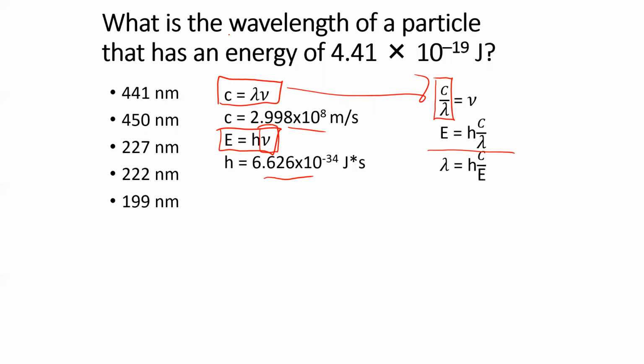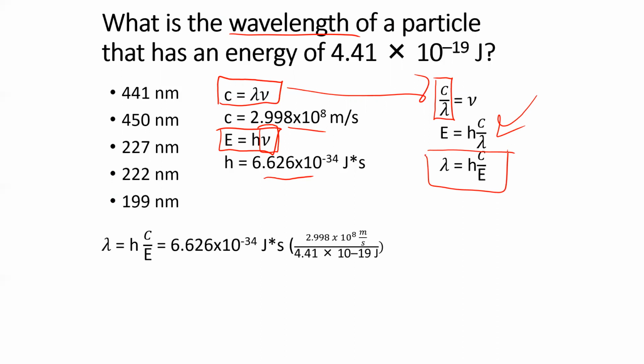We get this new equation. If I want to solve for wavelength, I can directly plug into this equation, or algebraically rearrange it. What I see is wavelength equals Planck's constant times the speed of light divided by the energy of the photon. So I plug in my constants and divide by the energy of the photon. The seconds cancel, the joules cancel, and I'm left with wavelength in meters. So the wavelength would be 4.50 times 10 to the negative 7 meters.